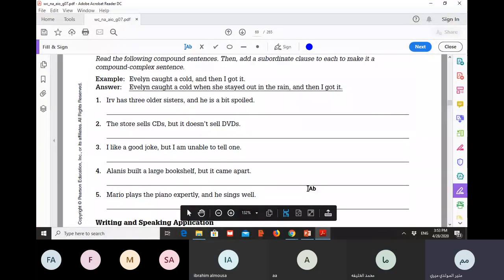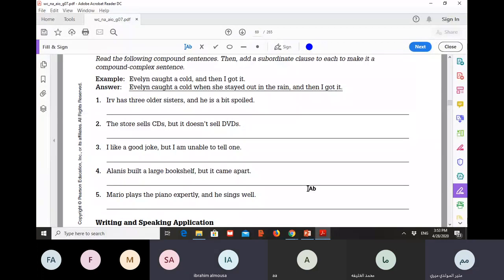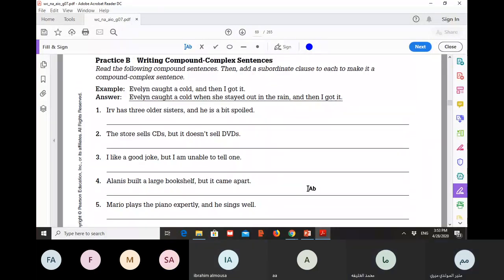Ibrahim, where is Hanaki? I heard his voice at the beginning of the period, then he disappeared. Teacher, Hanaki, are you there? Hanaki. Yes. Can you read the direction, please? Okay.